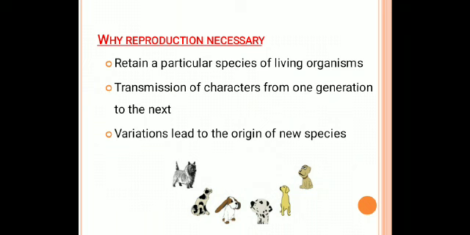Then, transmission of characters from one generation to the next generation through the DNA molecules. Variation leads to the origin of new species. If reproduction does not happen, there will be no variation. As we know from evolution, we have come from the monkey. That variation leads to the origin of new species. So that's why reproduction is necessary.